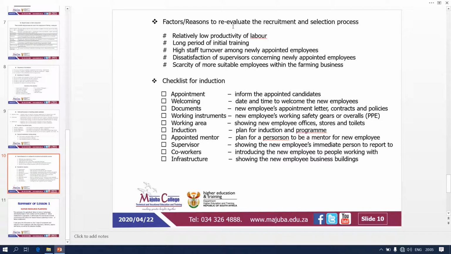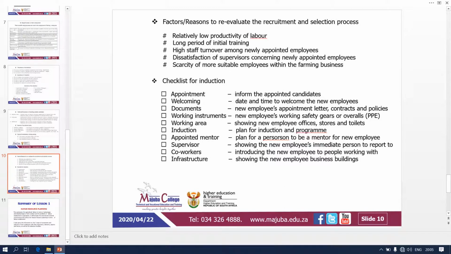So when you're doing your recruitment and selection, you need to look at these factors: what is happening after I employ these new people? Do I have high productivity? Is my training within the limits? Are people staying in my company? Are the supervisors happy? And do I have more manpower in terms of this? Now, let's move to the next one.